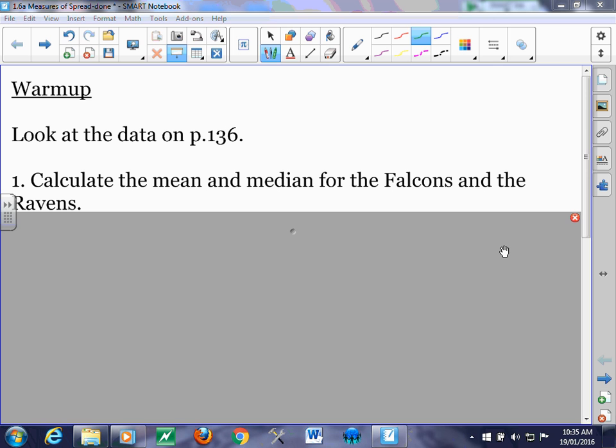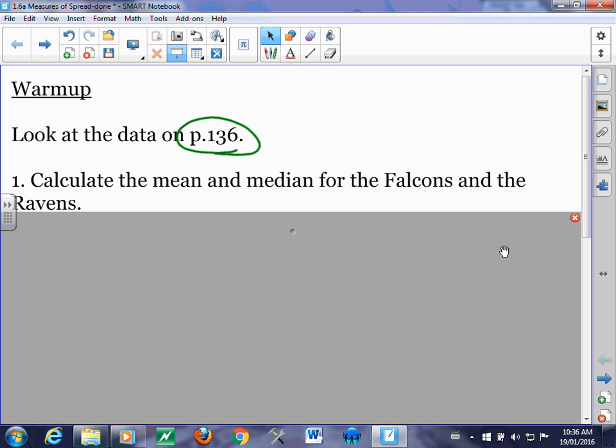Okay, so we're going to warm up today just to go over last day's calculations of the mean and the median. So what we need you to do, folks, is take a look at your textbook page 136 and you'll see there's a chart there that talks about two different basketball teams. They're looking at different players and their heights. So pause the video, do the calculations. When you're done, please unpause it. Please actually pause it and do it, guys, okay?